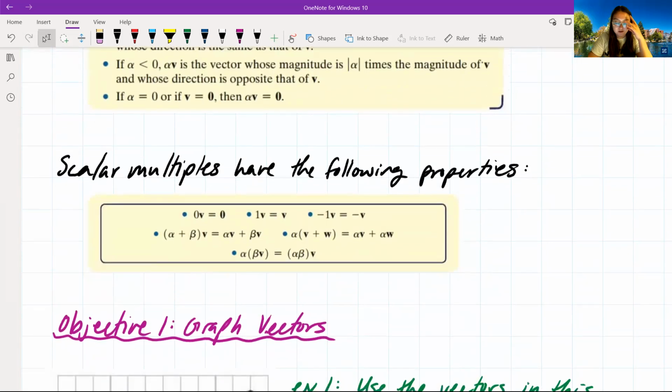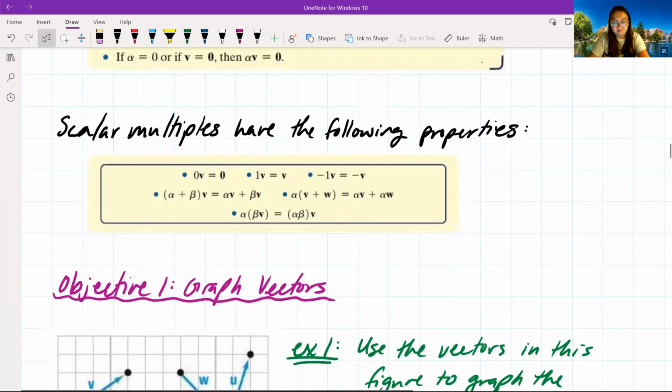Scalar multiples also have the following properties. 0 times v is equal to 0, 1 times v is equal to v, negative 1 times v is negative v. Alpha plus beta times v is alpha times v plus beta times v. Alpha times the quantity v plus w is equal to alpha times v plus alpha times w. Then lastly, alpha times beta times v is equal to alpha times beta times v. So those are our properties of scalars.